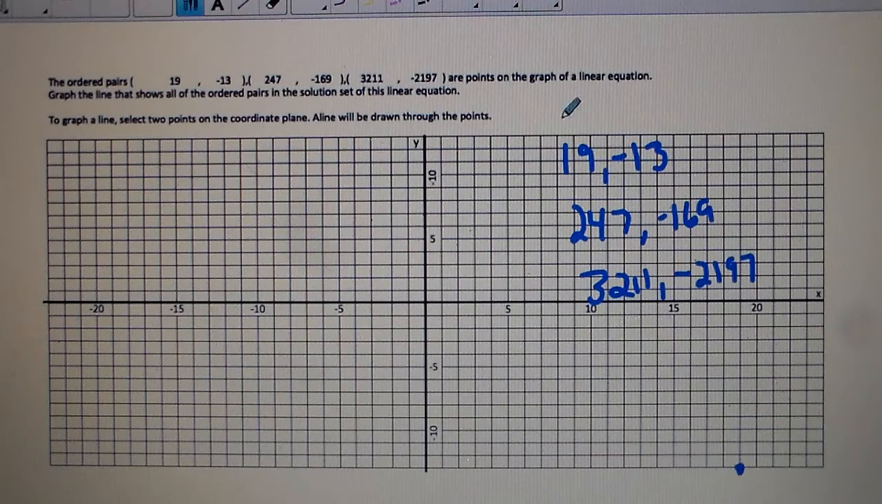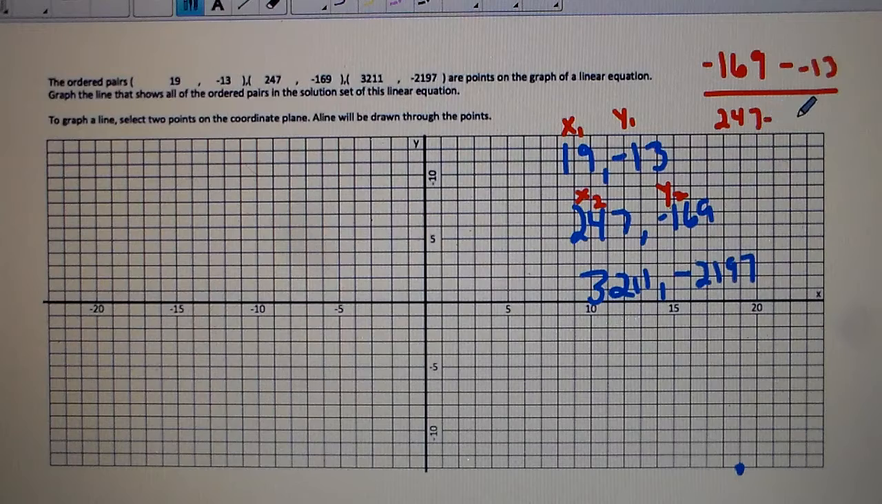Next, since we were able to plot one point, we need to find the slope. So x1, y1, x2, y2. Our y2, which is negative 169, minus our y1, which is negative 13, over x2, 247, minus our x1, which is 19. Negative 169 plus 13 gets you negative 156 on top, divided by 247 minus 19, which is 228.